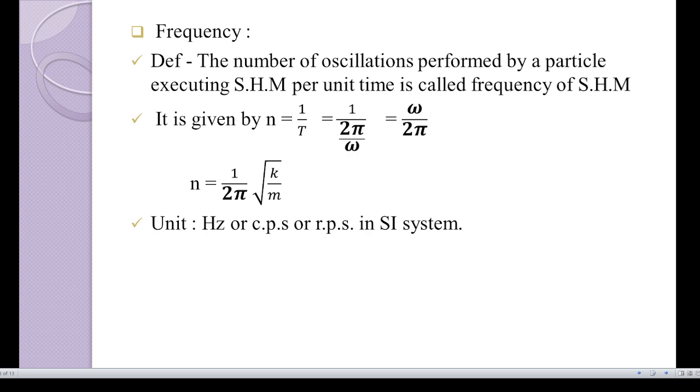Now the next point is the unit of frequency. The unit of frequency is hertz or CPS. CPS means cycles per second, or RPS. RPS means revolutions per second in the SI system. Talking about the dimensions, the dimensions are M raised to 0, L raised to 0, T raised to -1.